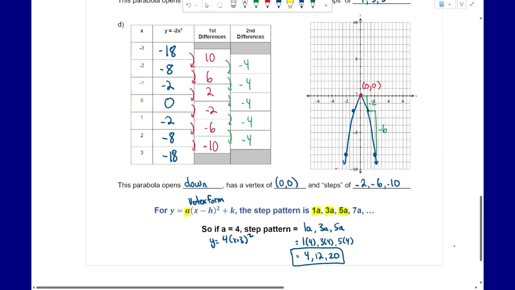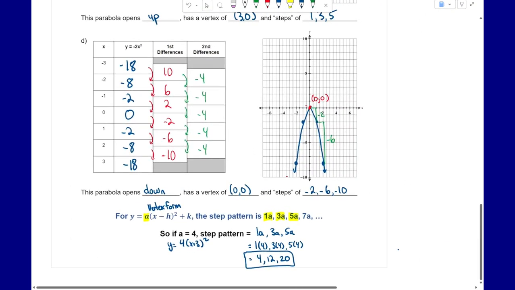Right. The main thing from this is just recognizing some characteristics, getting back into the habit of looking at quadratics and parabolas, understanding that when the second differences are all the same, it's quadratic. And then how can we determine if it's opening up or down, where the vertex is, and how can we find the steps when we have the graph of a parabola.